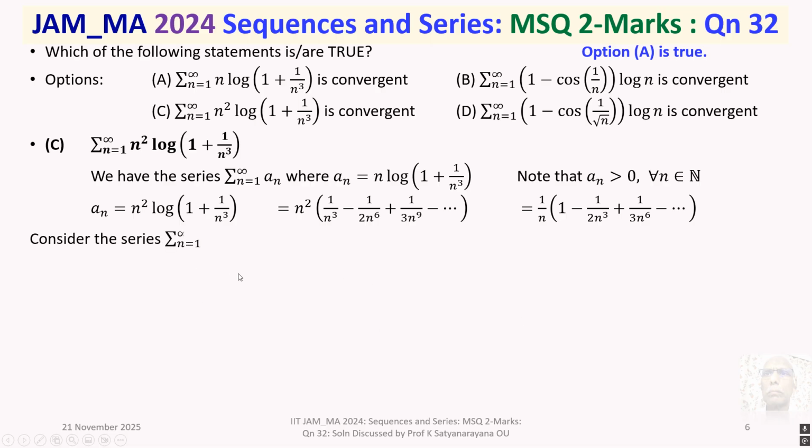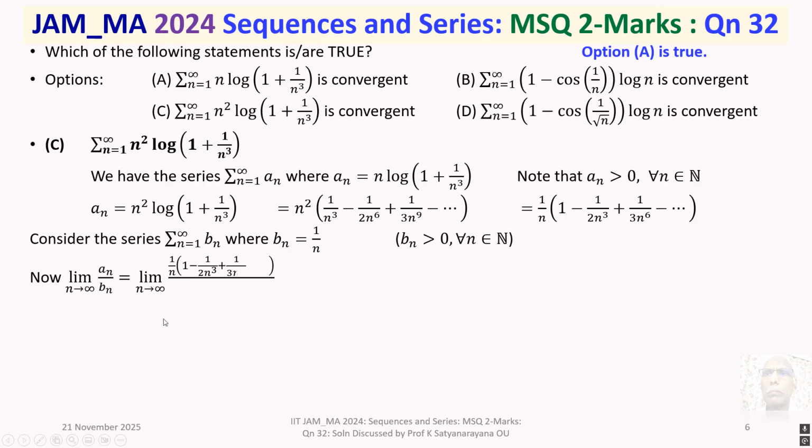Now, consider the auxiliary series sigma n is equal to 1 to infinity bn, where bn is equal to 1 by n, and each bn is positive for every n belonging to the set of natural numbers. Now, again we apply the limit comparison test. Limit n tends to infinity of an by bn, we have written an by bn, that's 1 by n.